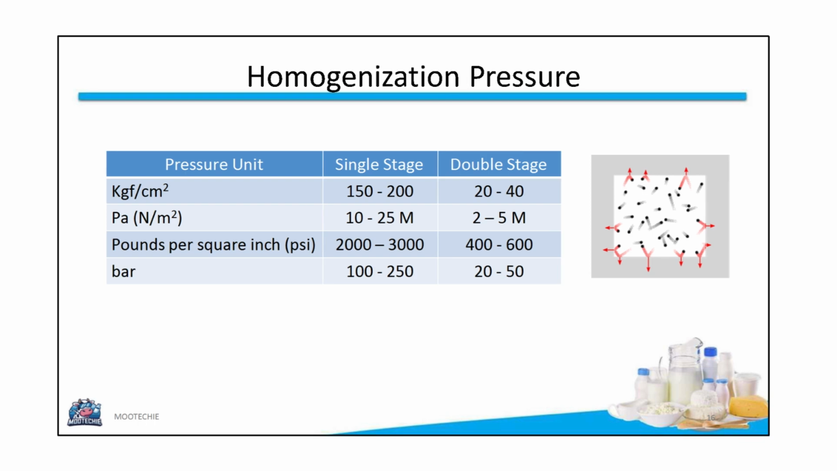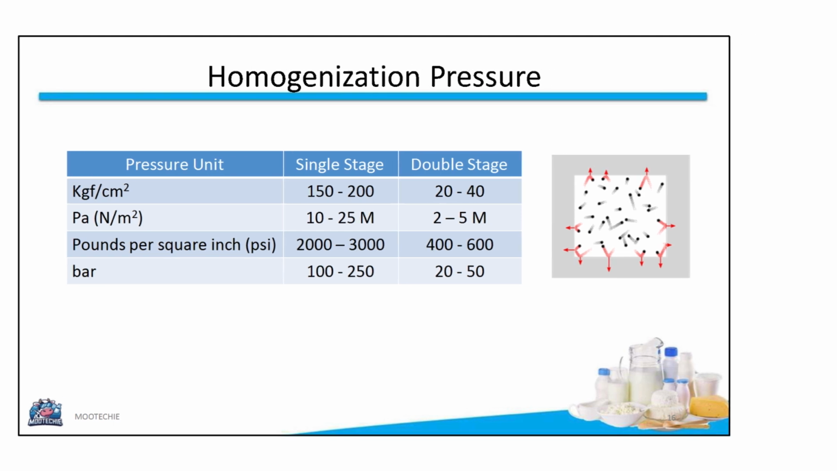This table provides homogenization pressure in different units. For single stage, it's 150 to 200 kilograms force per square centimeter, 10 to 25 megapascals, 2000 to 3000 psi, or 100 to 250 bars. For the double stage, it's 20 to 40 kilograms force per square centimeter, 2 to 5 megapascals, 400 to 600 psi, or 20 to 50 bars.